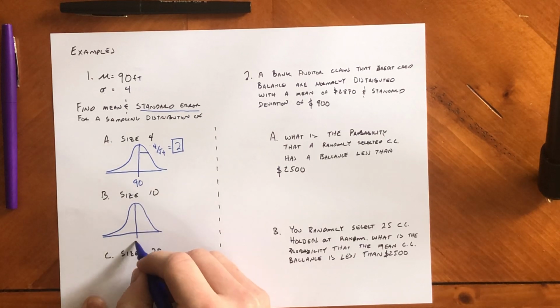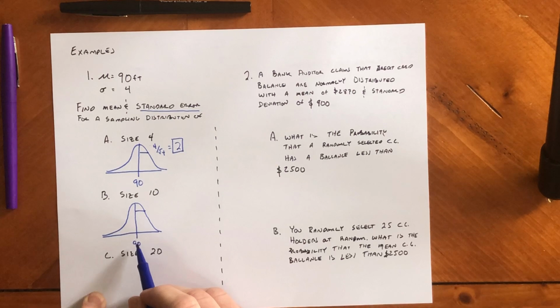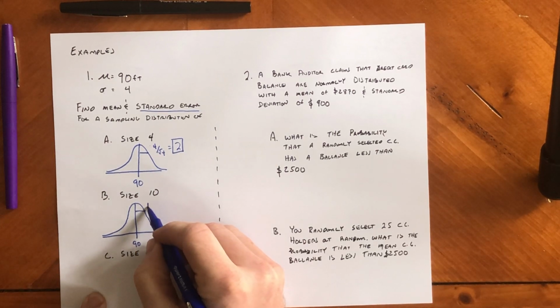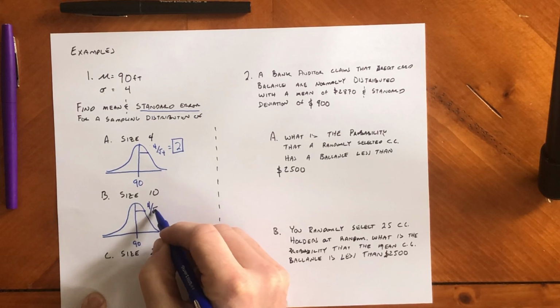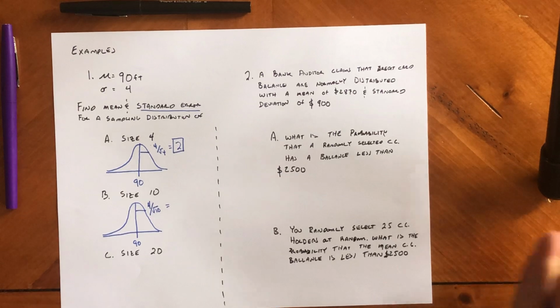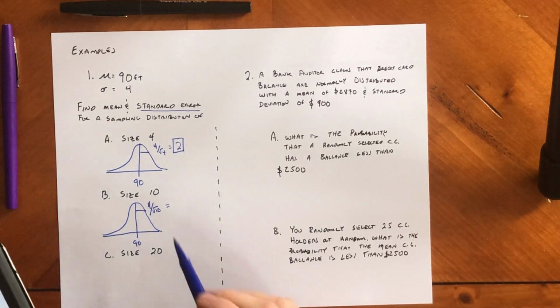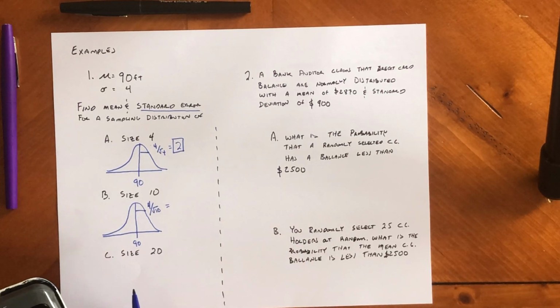This is going to be 90. All these centers will be 90. The centers will not change, right? And the standard deviation is going to be the old standard deviation, but then we have to divide by the square root of n, which is 10, because that sample mean is going to shrink the standard deviation. The bigger the size, the smaller my standard deviation is going to be.